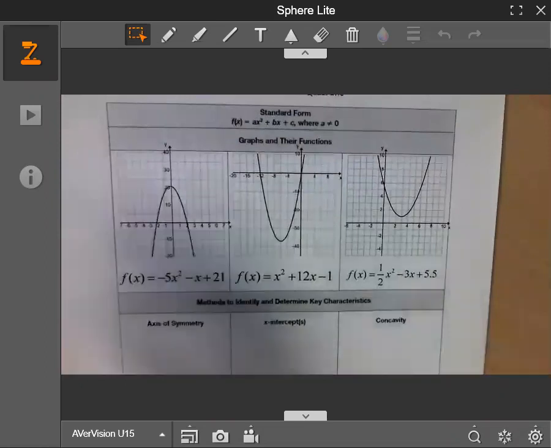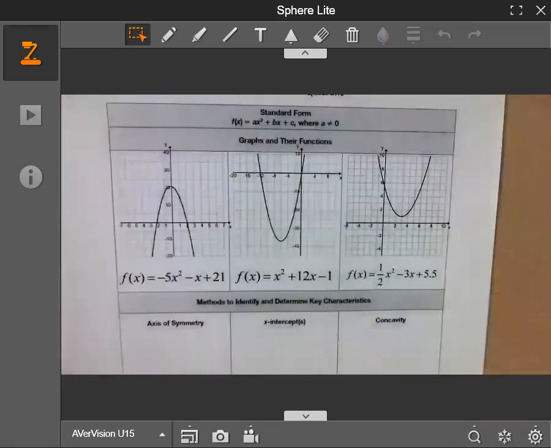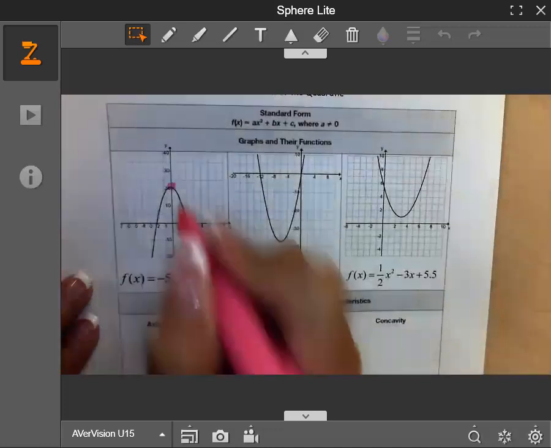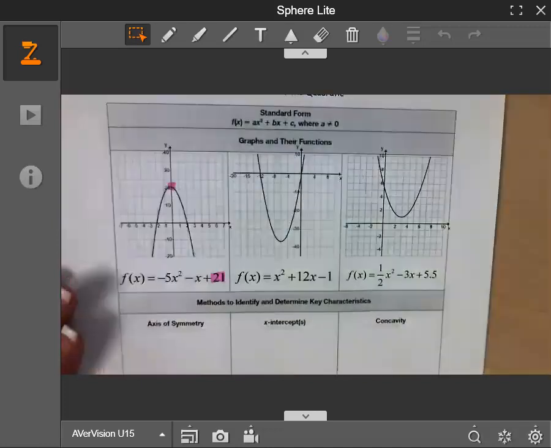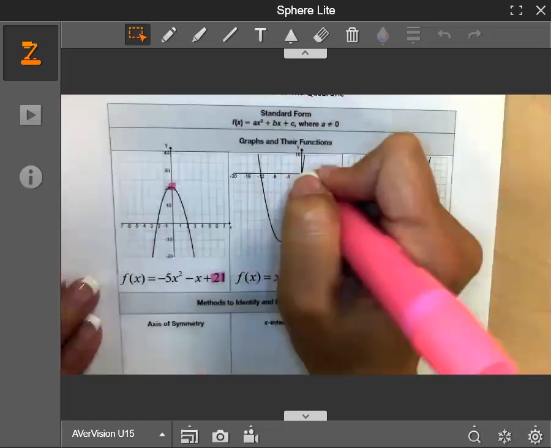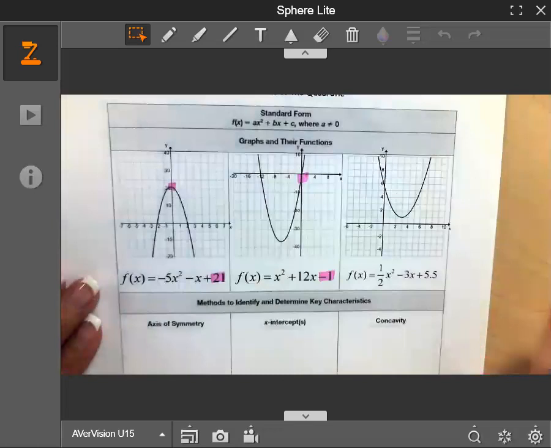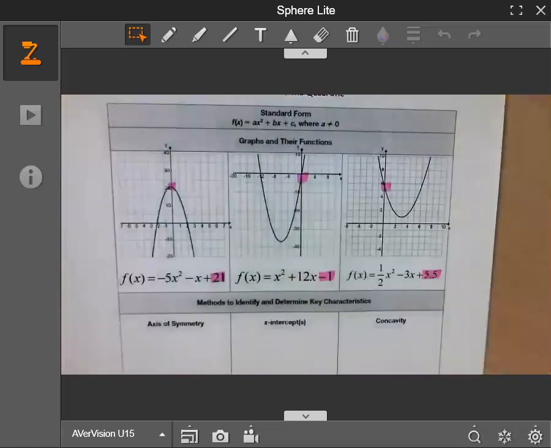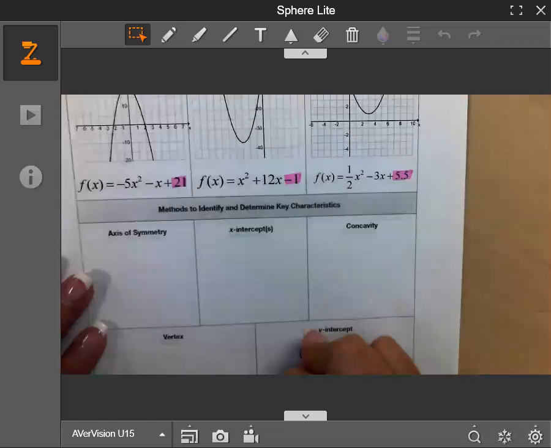We said the standard form gives us the y-intercept. It's that c value. So we've got the c value here of 21, and you will see that it crosses the y-axis there at 21. This one has a -1 for the c value, and we see it crosses there at -1. And this one's got a 5.5, and we see it crosses the y-axis there at 5.5. So the y-intercept is that c value. So in this case, that's 0, c is the y-intercept.